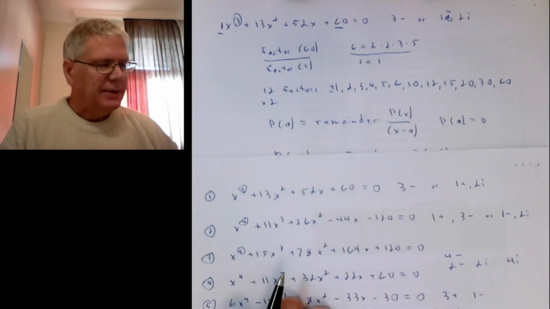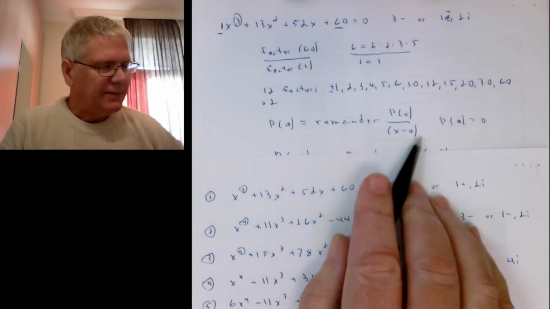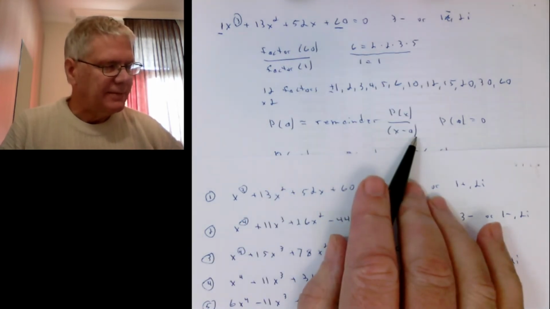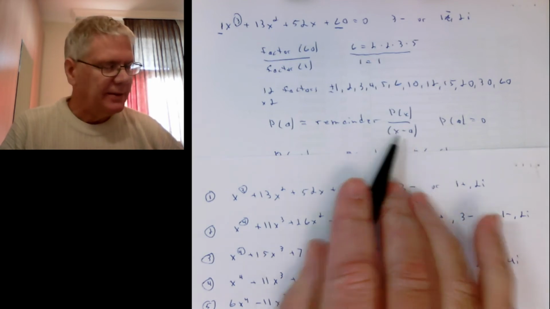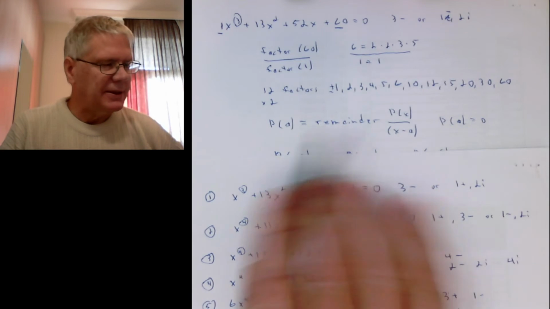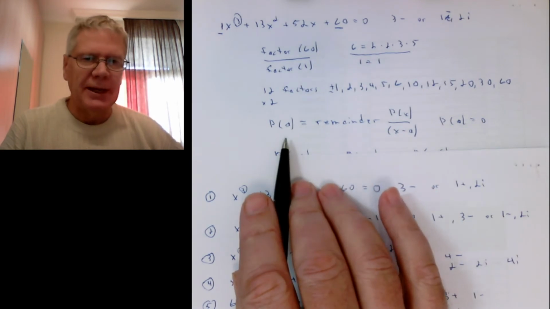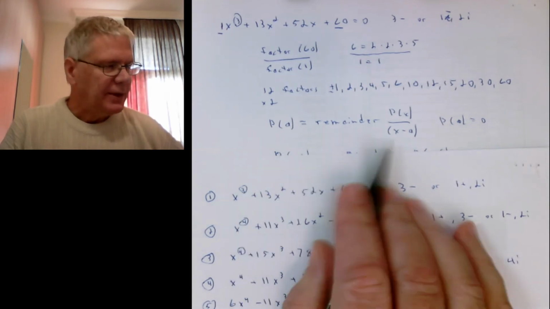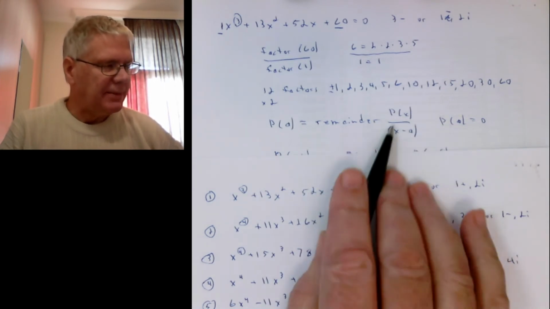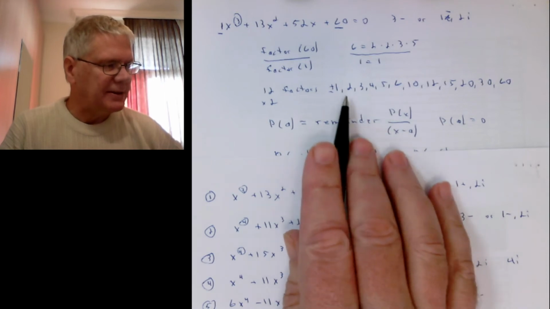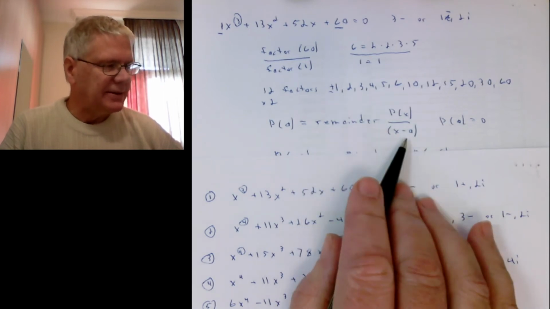So our remainder theorem tells us that if we divide by some x minus a, the remainder of that division is equal to putting a into the polynomial. And we want a root, so we don't want any remainder. So we want to divide by a factor. If we divide by x minus 2 and we get 0, that's a factor.